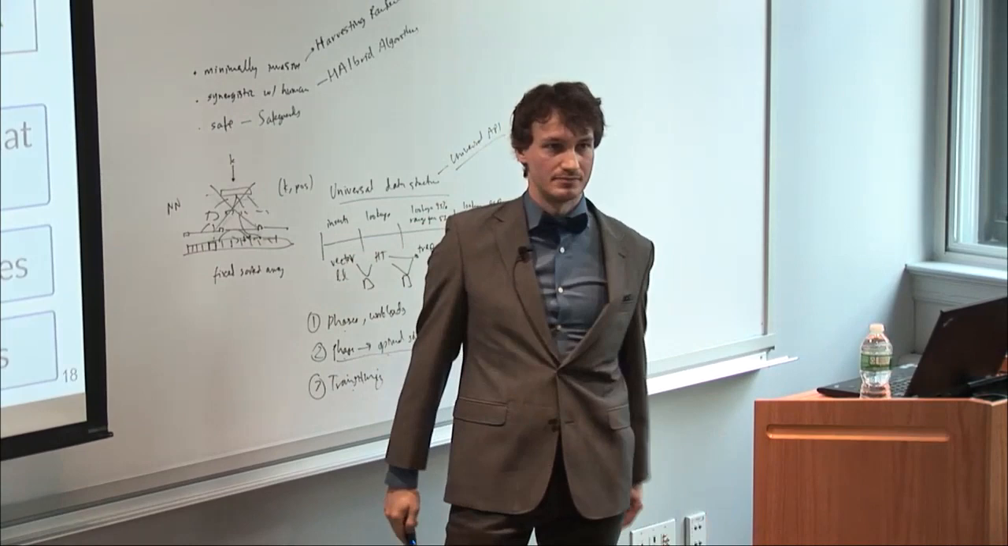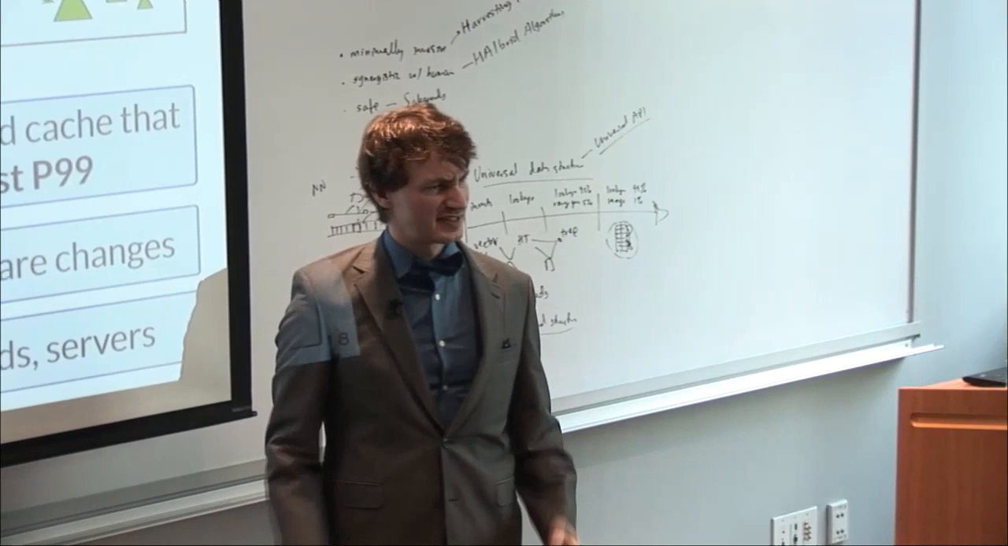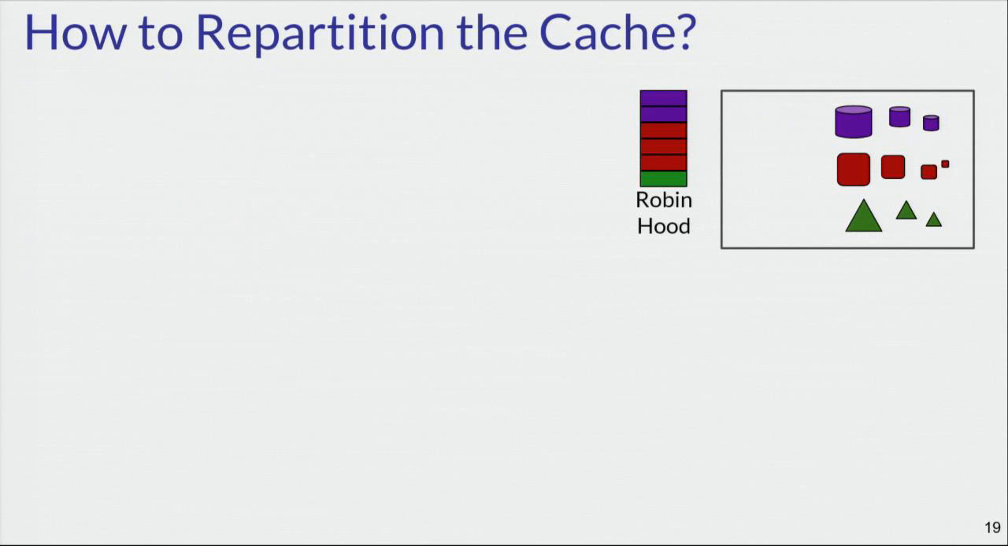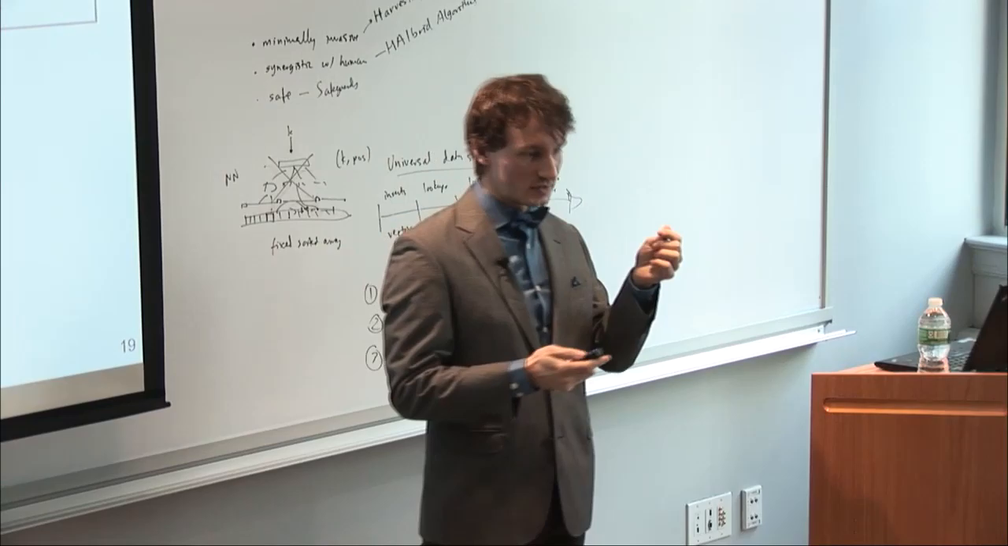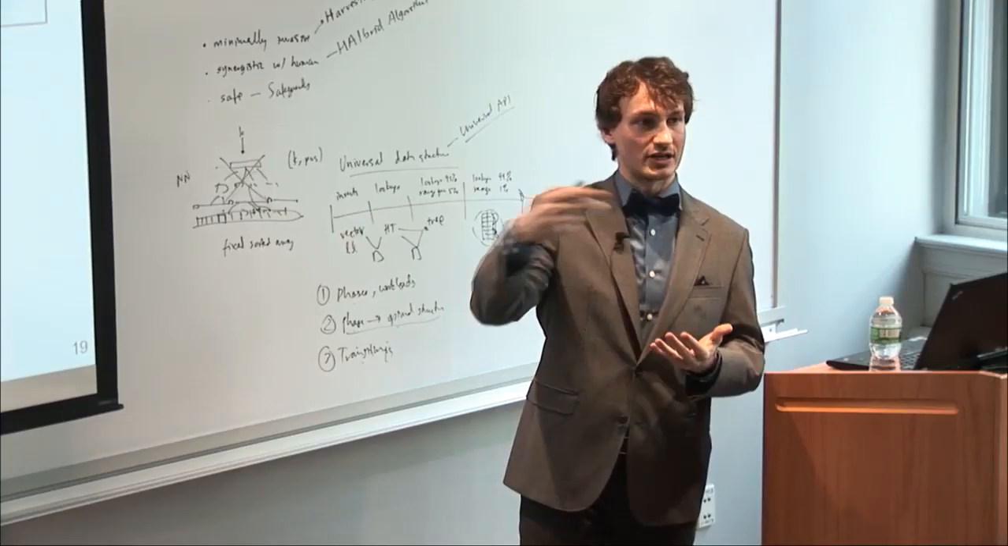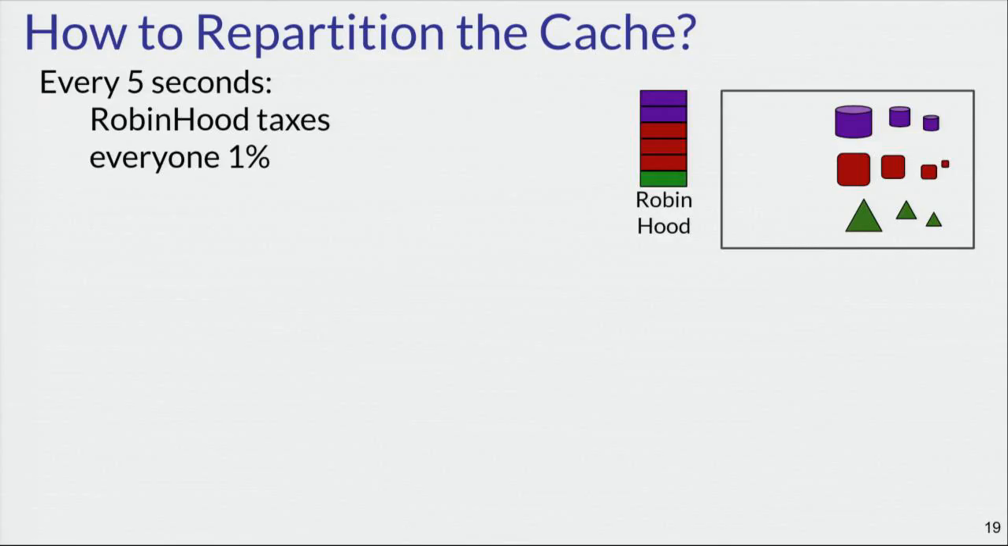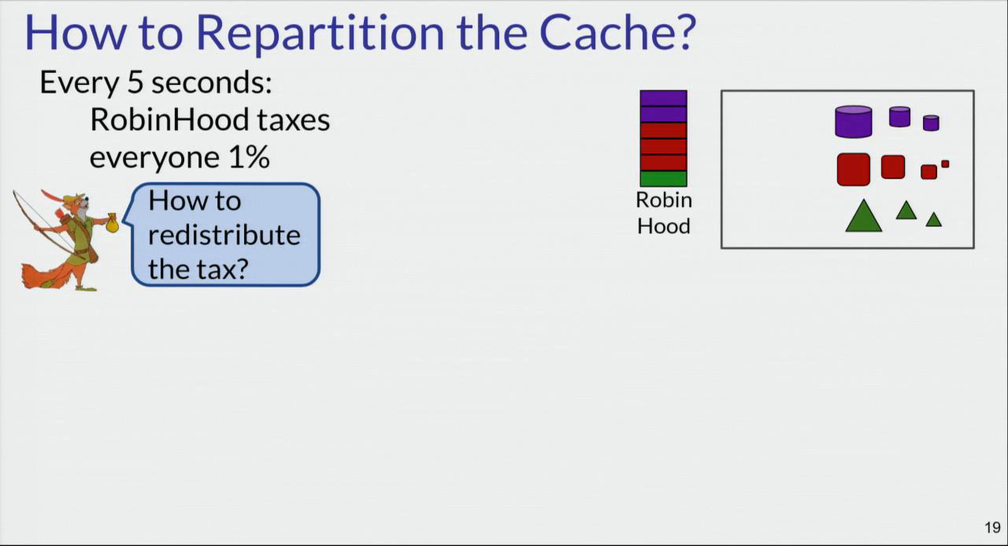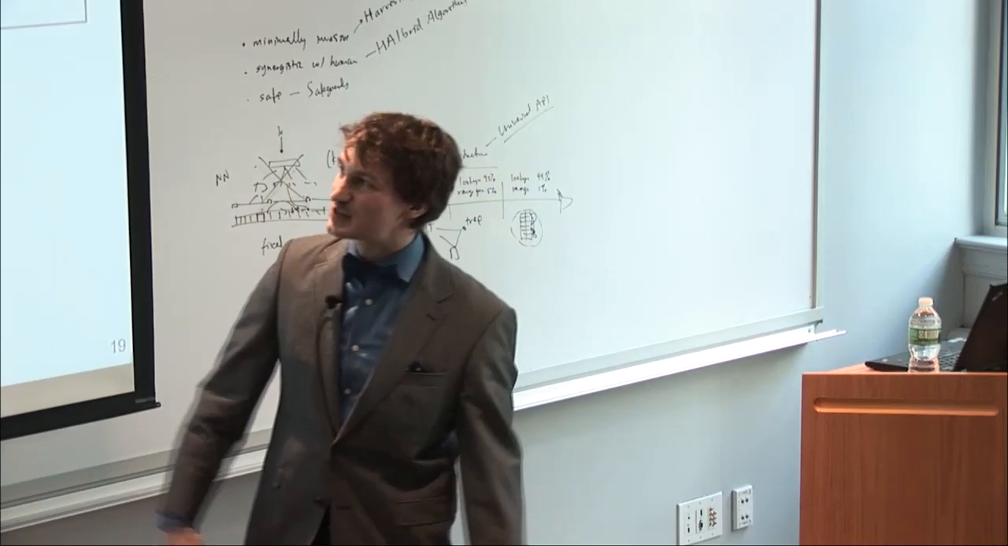Okay. Now, I told you we are basically partitioning that cache space. Seems like a pretty easy idea. But how do we actually do this? How do we repartition the cache? At a high level, jumping to the right allocation, as I did in that picture before, is actually pretty hard. So what we instead do is do it gradually over time. Every 5 seconds, we tax each of these backends 1%. So we take away 1% of their cache space. And then Robinhood comes in and redistributes the cache, takes from the rich backend systems and gives to the poor.